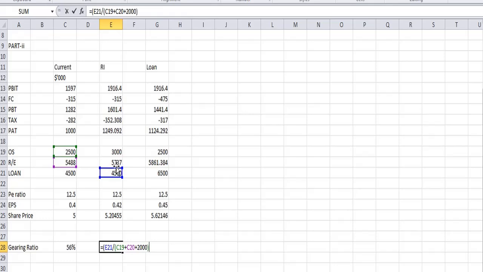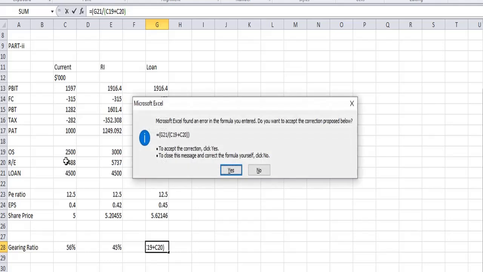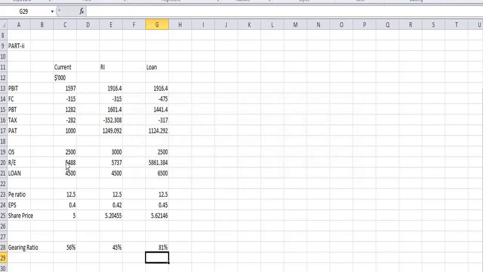Okay, so closing it like this, we will get the result. Similarly, here, we don't take the increment part, we just first take the loan amount. The loan amount is 6500, divided by equity book value. Okay? This one is a tricky part of the question. Similarly, we will calculate interest cover.